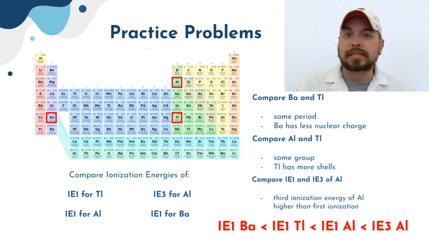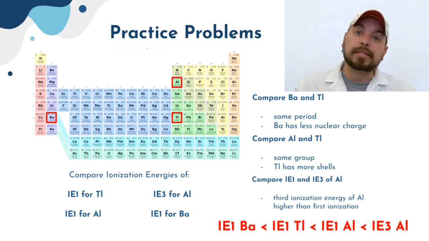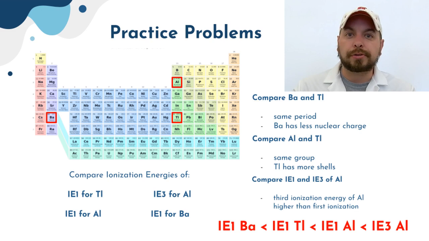Thallium, because it has the same number of energy levels as the barium, but it has a much higher effective nuclear charge. So it is going to have a greater first ionization energy than barium, but because it has more energy levels than aluminum, it is going to be lower than aluminum. Aluminum, which has the same effective nuclear charge as thallium, but has way fewer energy levels, is going to have a greater first ionization energy than the thallium will.